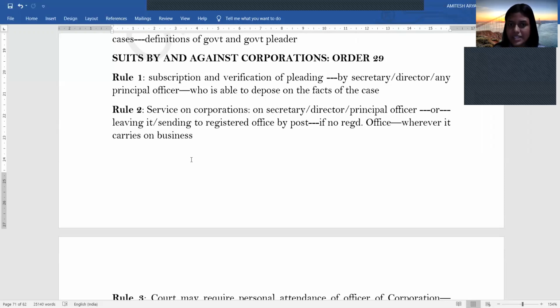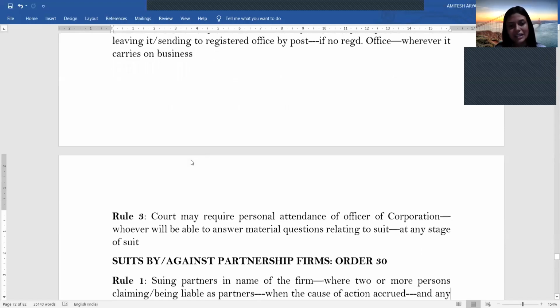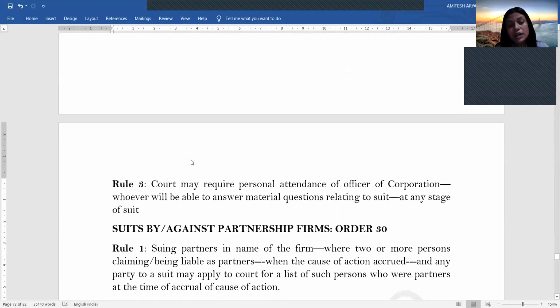How will service be done on corporations? You can do it on the secretary, director, principal officer, or leave it or send it to the registered office by post. If there is no registered office, then to wherever it carries on business. And third, if the court feels that personal attendance is required, then that person may be called for doing so at any stage of the suit.